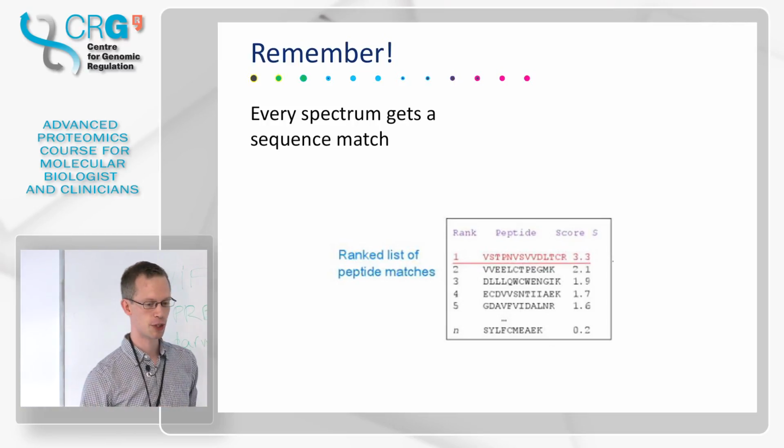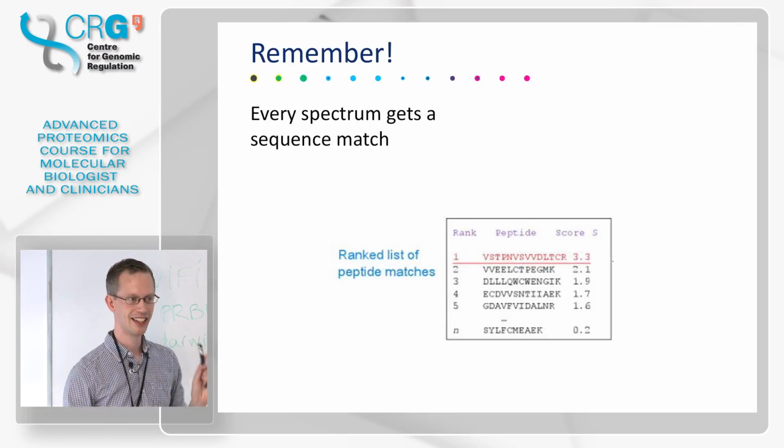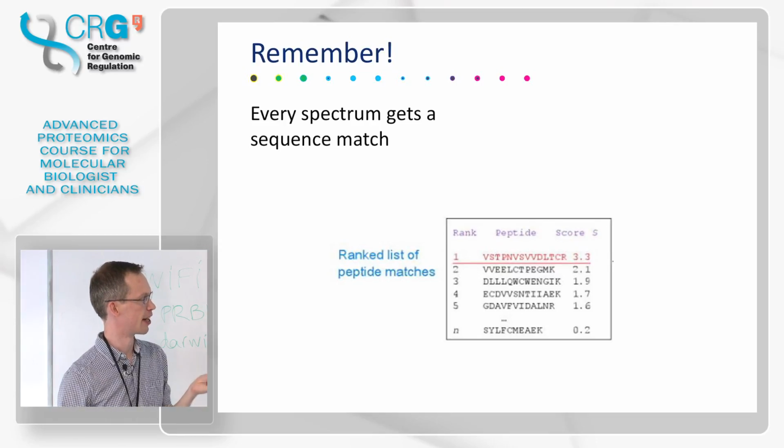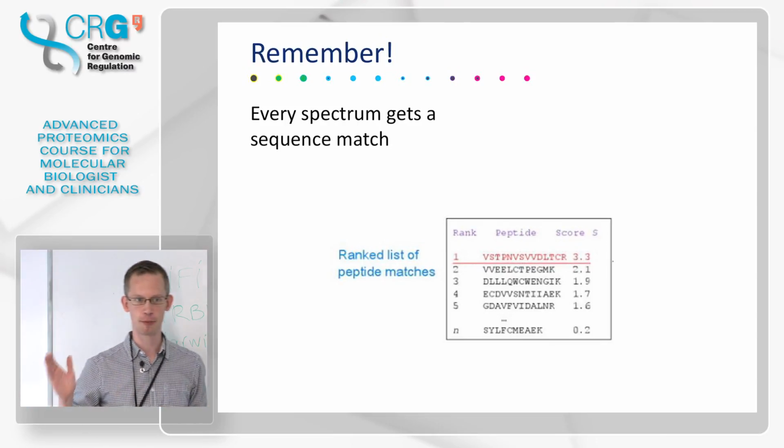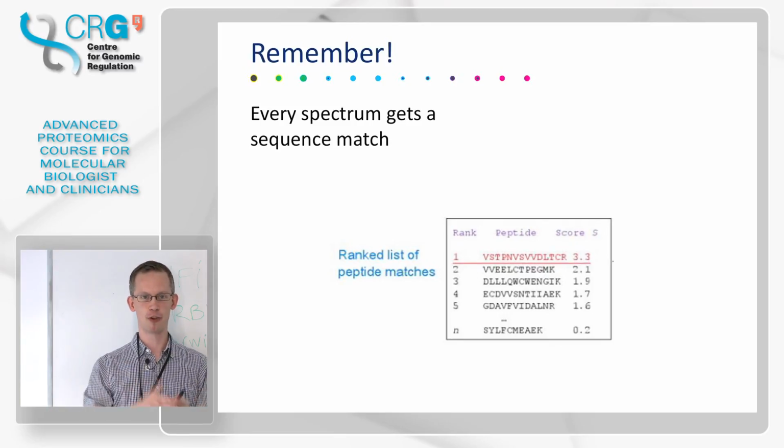This is quite important because we tend to forget this: that every spectrum essentially gets a sequence match. And if you look at this, it's actually wrong. Every spectrum gets many sequence matches. So this is what the basic search does. It just provides a lot of candidates for each spectrum.